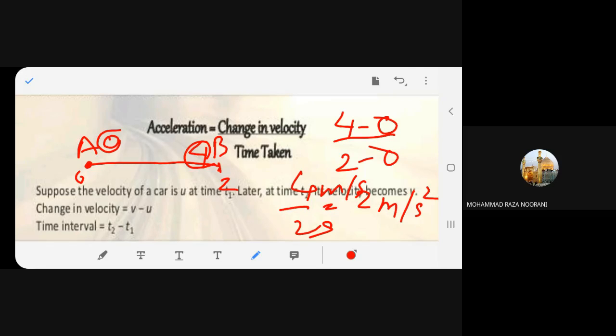Okay? Velocity's unit is meter per second. I hope you know that.